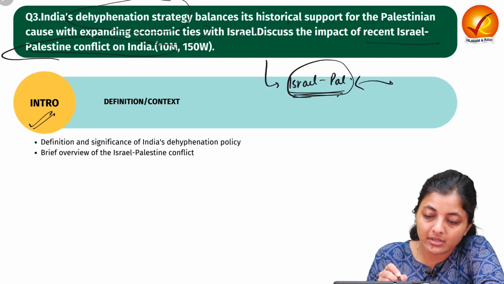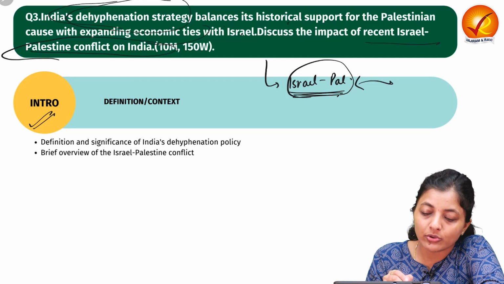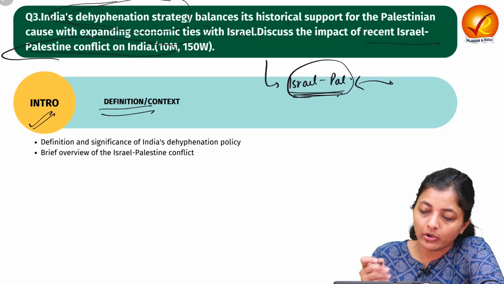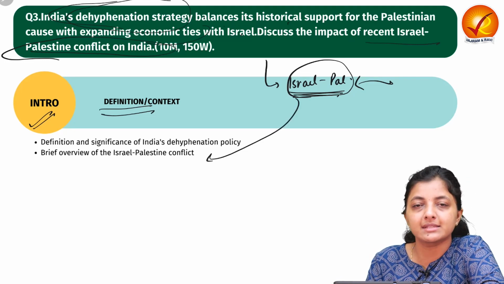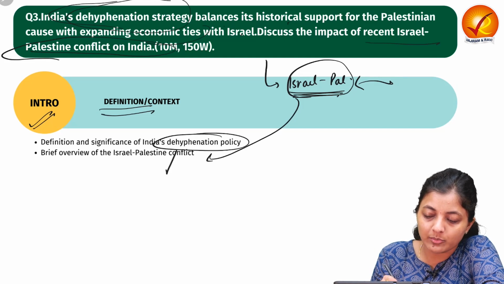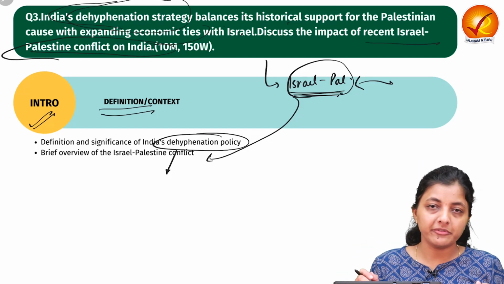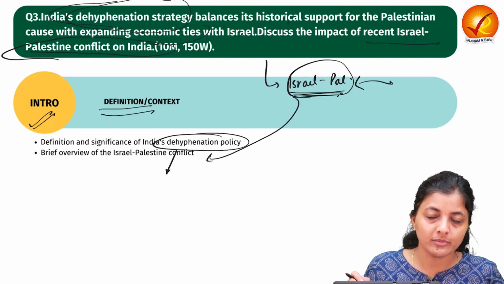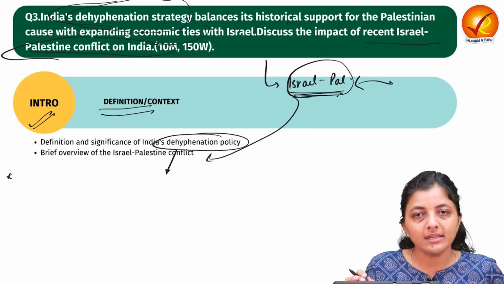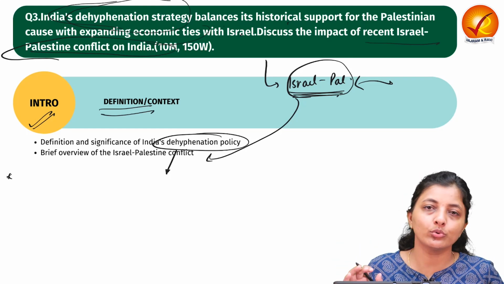In the introduction, as the context is set about India's de-hyphenation policy, you can start with the definition of what India's de-hyphenation policy is, or you can give a brief overview of the Israel-Palestine conflict. So regarding India's de-hyphenation policy, what is it? It refers to a deliberate shift in India's approach towards the two rival or conflicting nations. This policy is about maintaining separate and independent relations with these two countries.